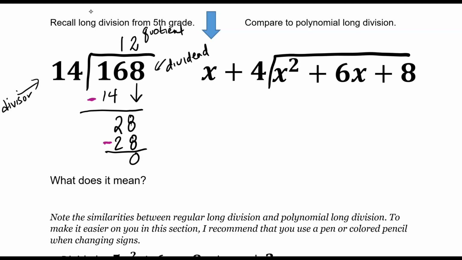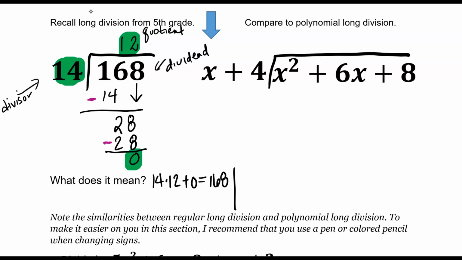Now, what does this mean? Well, it means that 12 times 14 plus 0 equals 168. Just in case you didn't know that, 14 times 12 plus 0 equals 168, for example.